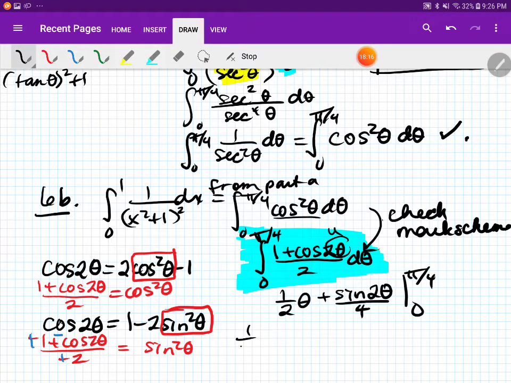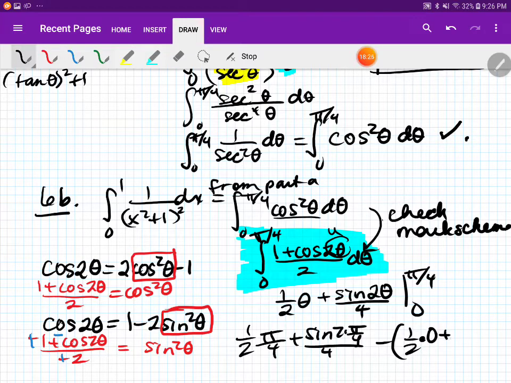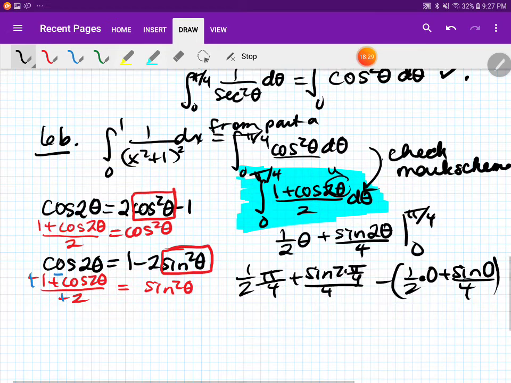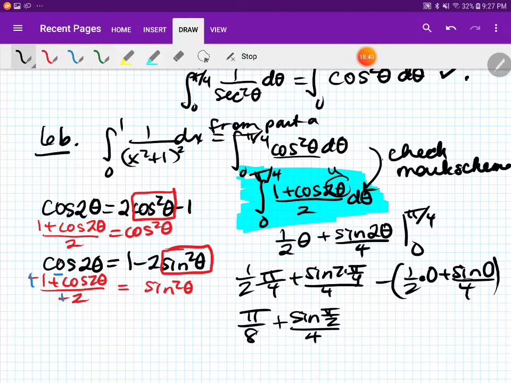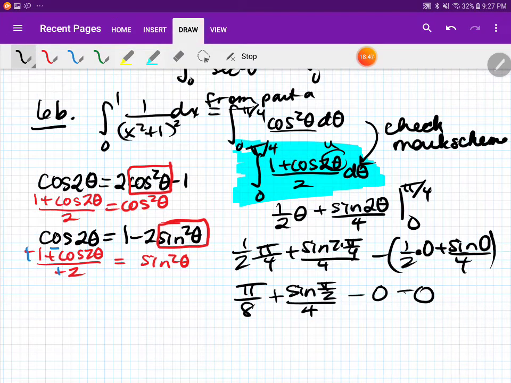So 1/2 pi over 4 plus sine of 2 times pi over 4, minus 1/2 times 0 plus sine of 0 over 4. I usually show both substitutions just to be safe. The other day, I substituted in the bottom one first and then subtracted the top one, so I don't know what I was doing. Fortunately, I had students there, and they told me. So here, who knows what errors I make. 0 minus sine of 0. Is it 0 or is it 1? Substituting 0 in doesn't always give you 0.